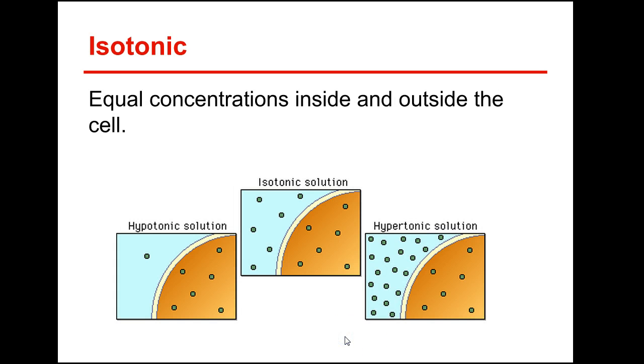Three words to describe osmosis are isotonic, hypotonic, and hypertonic. The first one's called isotonic. That's when we have an equal concentration both inside and outside the cell. This thing right here is supposed to be the cell membrane, this is outside of the cell, and this is the inside of the cell. Isotonic, everything's equal.